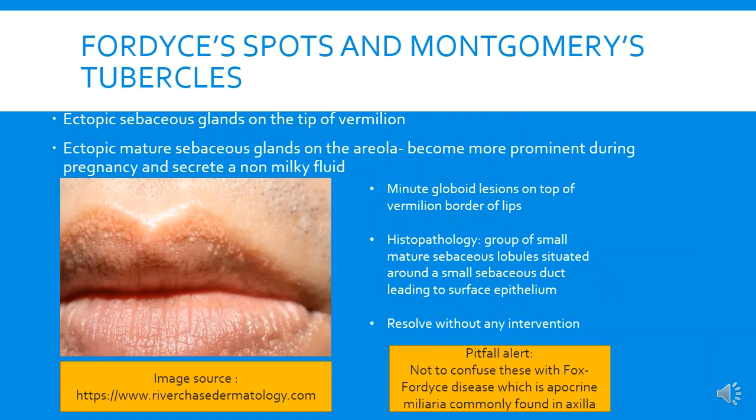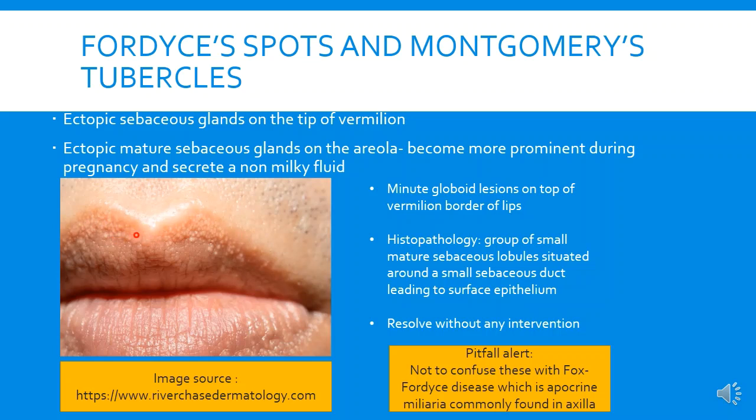What are Fordyce spots and Montgomery's tubercles? These are nothing but ectopic sebaceous glands that are seen on the vermilion border and ectopic mature sebaceous glands on the areola, respectively. These Montgomery's tubercles become more prominent during pregnancy and they secrete a non-milky fluid. If you notice, the Fordyce spots are minute globoid lesions on the lips, the vermilion border of the lips.